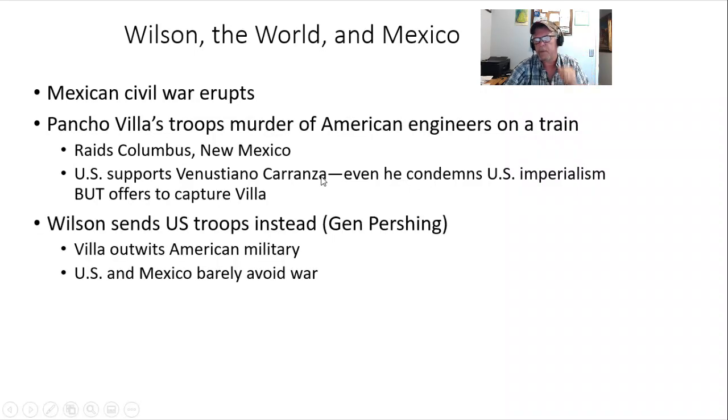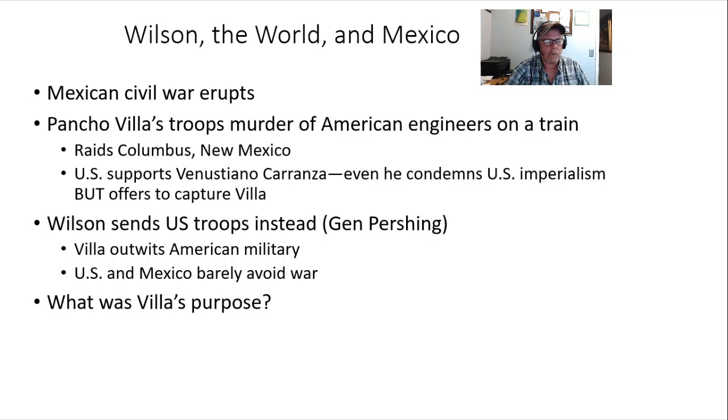Right, so Wilson sends troops. Instead of working with Carranza, Wilson's like, nah, we got this. And so he sends this General Blackjack Pershing, who we're going to see leading troops in World War I in Europe. But he's unable to really track down and find Pancho Villa. And the U.S. and Mexico, I don't know really how close it was, but there was at least the potential, let's say, for going to war.